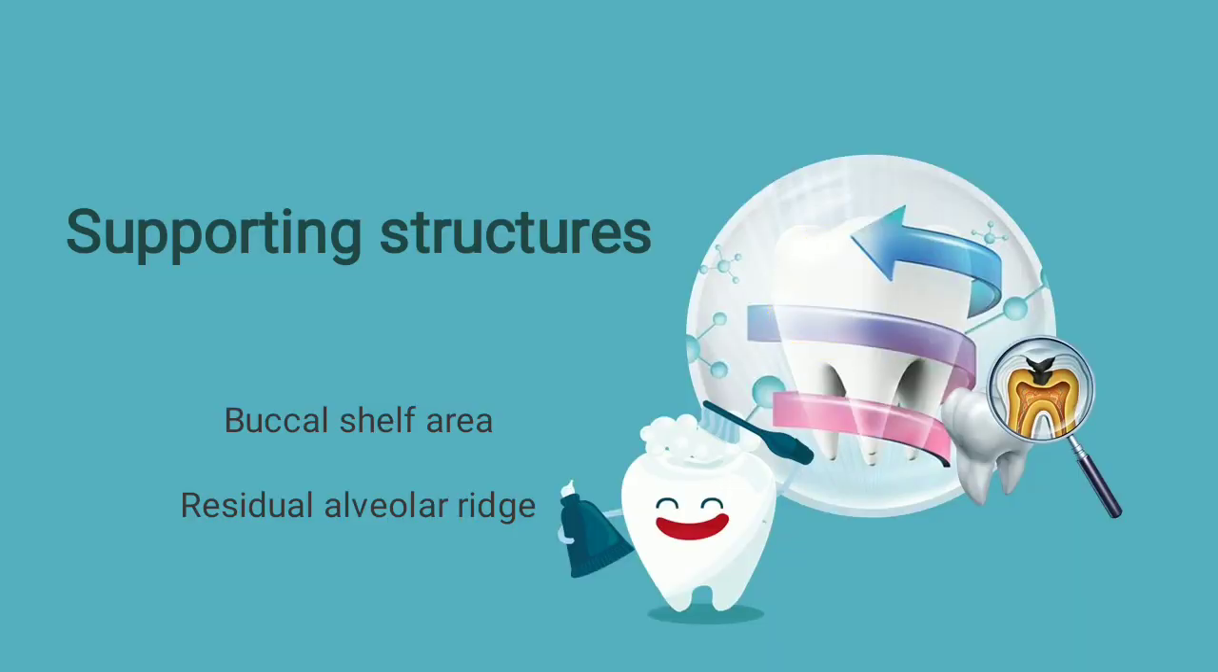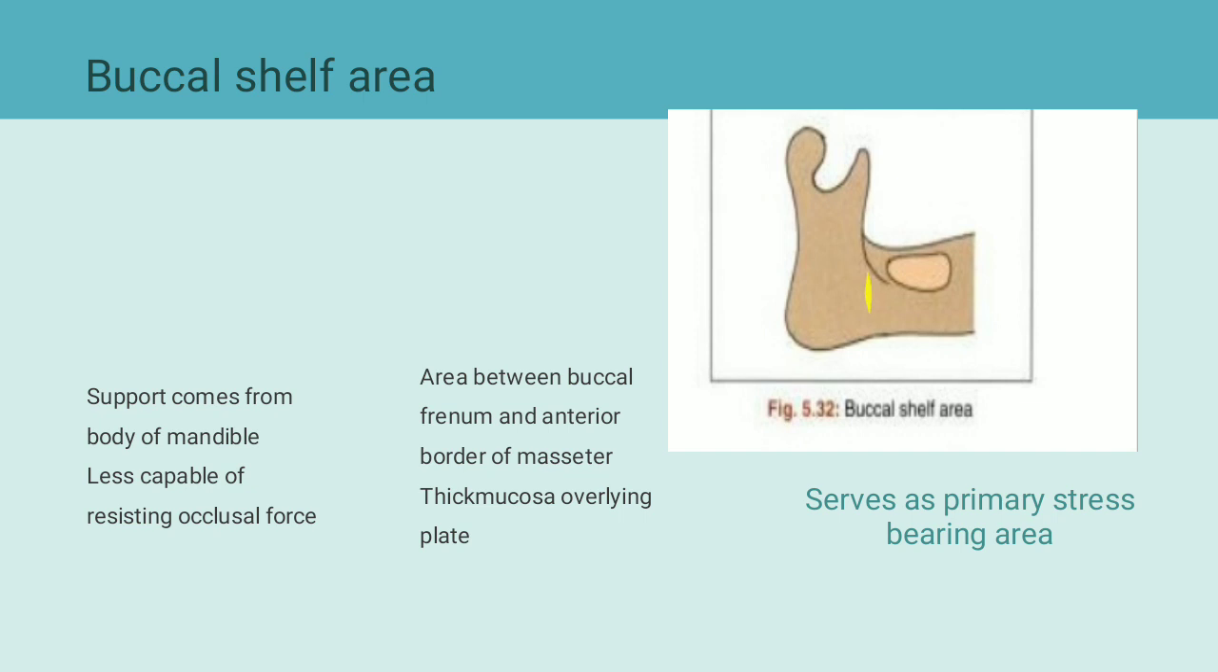This is the body of the mandible, and it is less capable of resisting occlusal forces. It is the area between the buccal frenum and the anterior border of the masseter. A thick mucosa will be present overlying the plate. It also serves as a primary stress bearing area. The buccal shelf area is a primary stress bearing area.